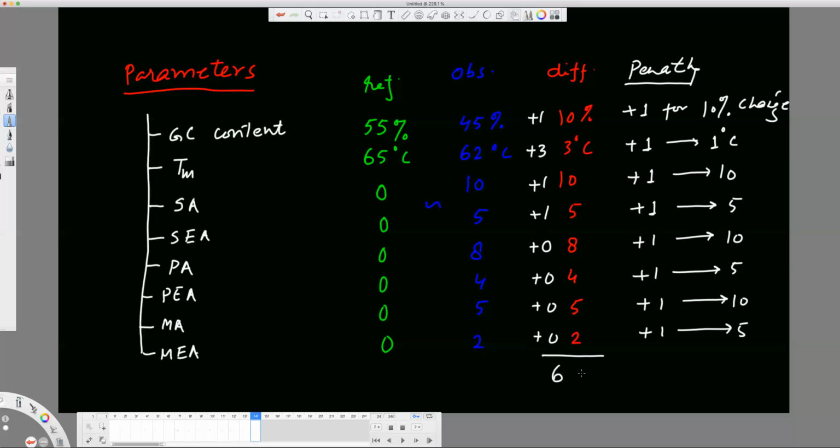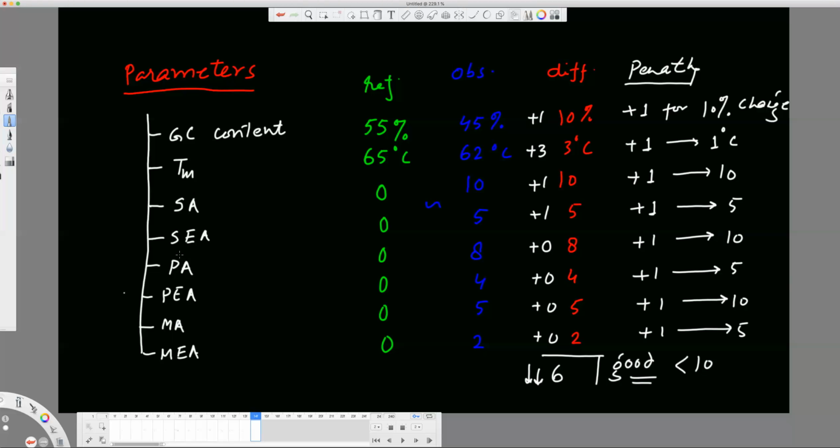That's my penalty. And the lower this penalty is, the better it is. So 6 seems to be a reasonable score. So this primer pair seems to be a good one. So any score less than 10 seems to be a good one. But then you need to look at what is the lowest score, even below 10, right? So this is a scheme by which we calculate the best primer pair among all possible pairs.